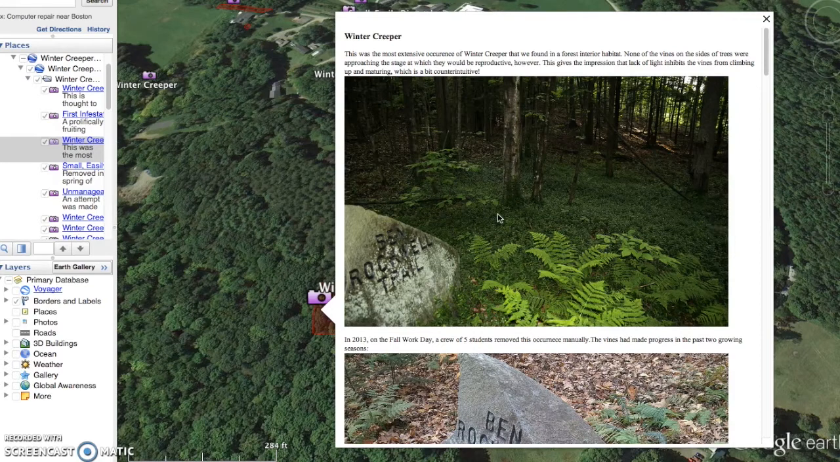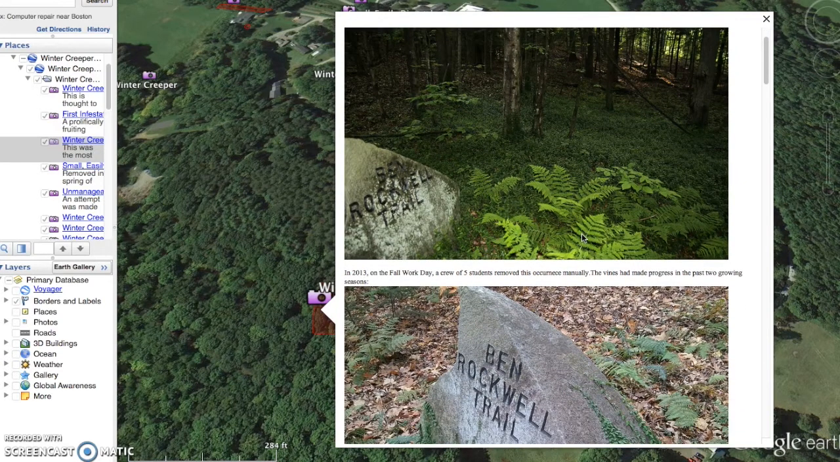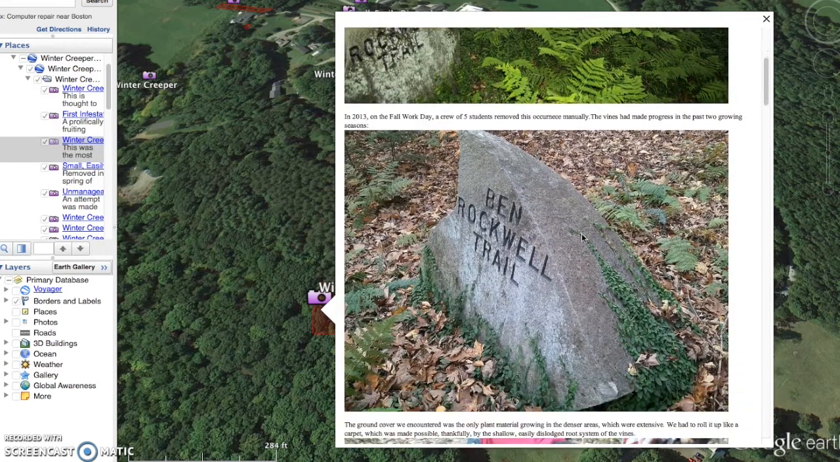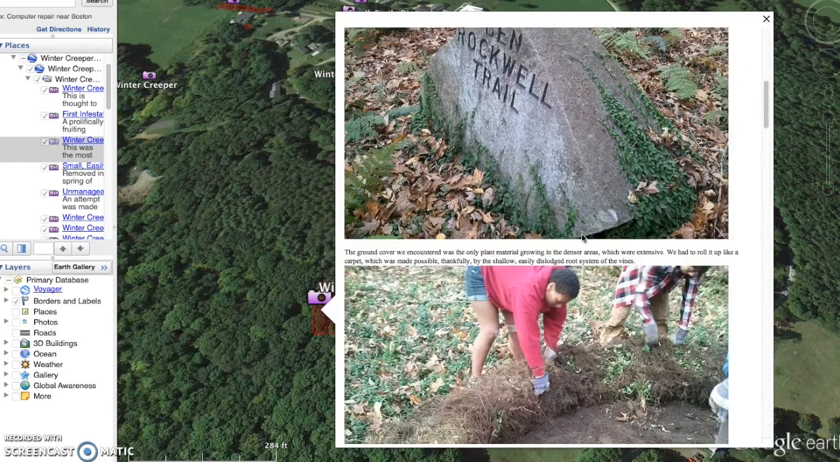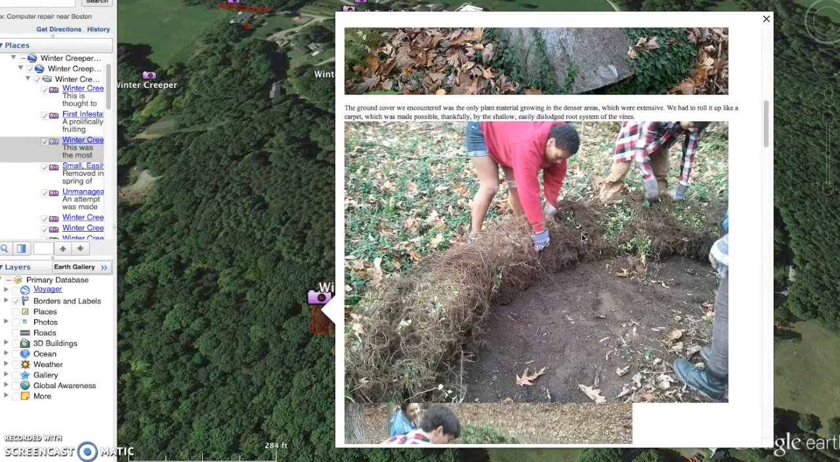This was the biggest one. It looks like some vinca might have gotten loose here. You can see where it's climbing the trees. And we decided to try to tackle this occurrence on one of our work days with a crew of about 5 or 6 students. It was really very, very thick.